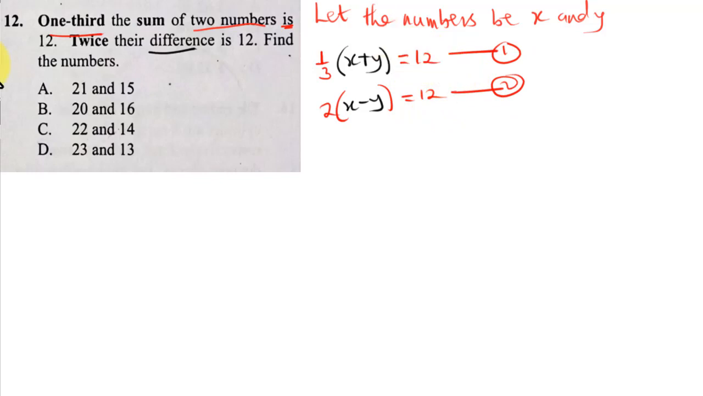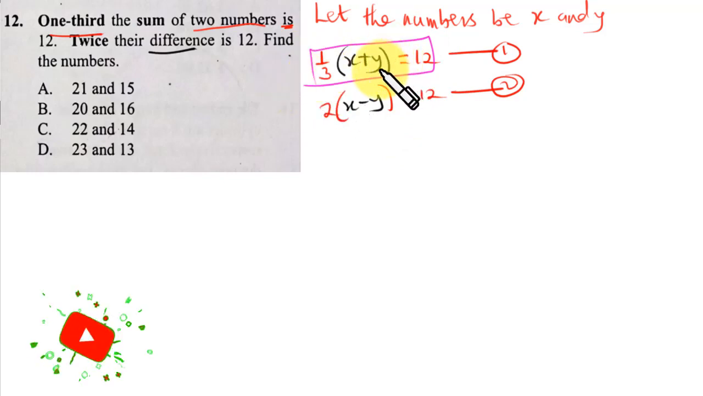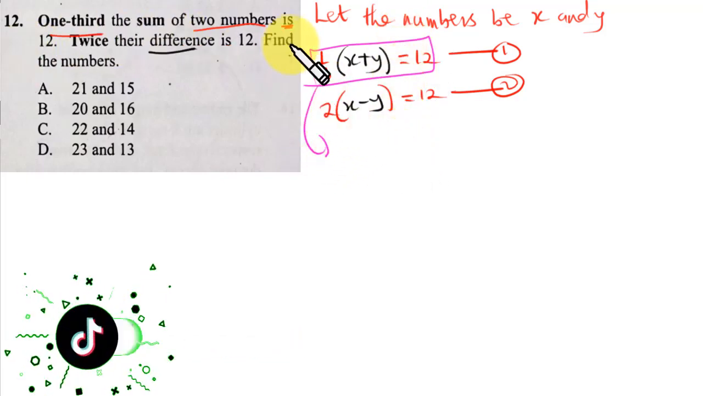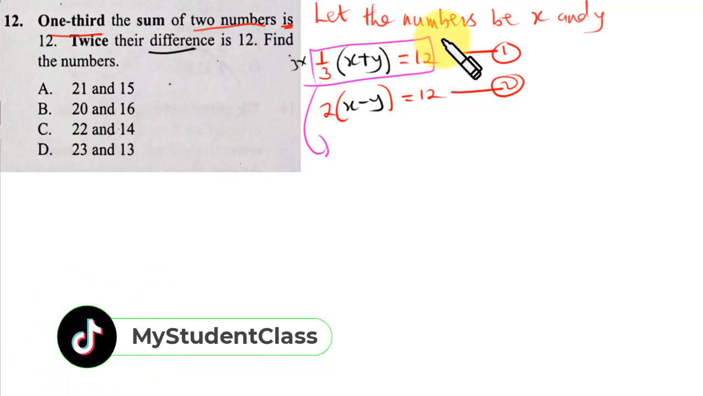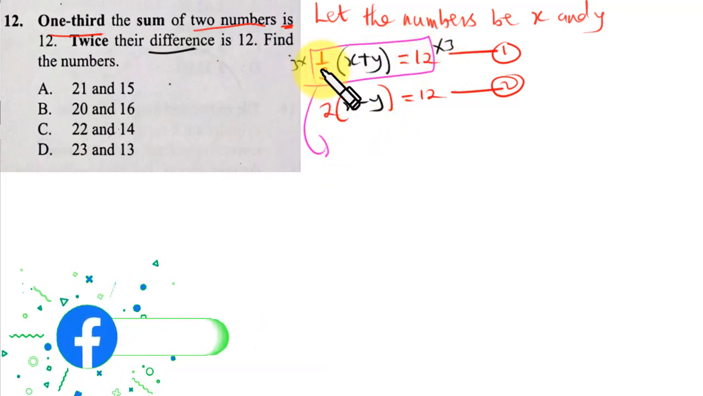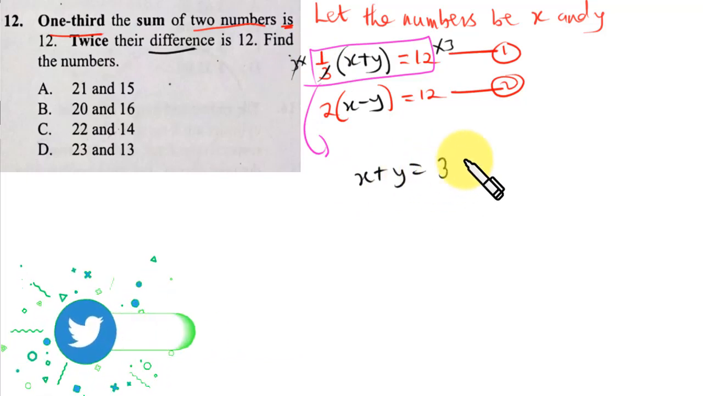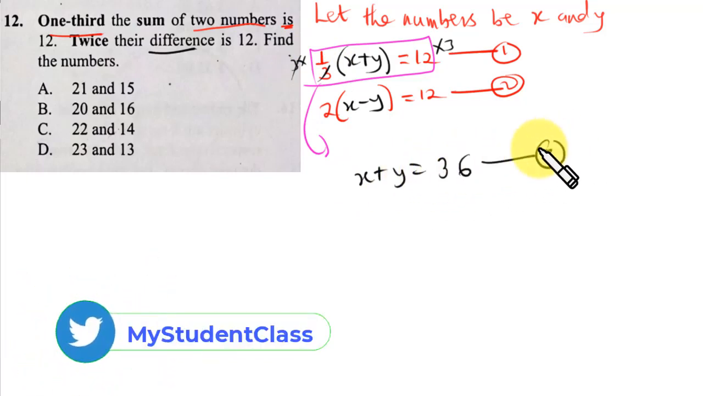So let me do some simplification here. So first, I will take this and I will get rid of this. I will multiply through by the LCM, or I will do cross multiplication. And from here, I will multiply this by 3 and this 12 by 3. So 3 will cancel 3 and I'll have x plus y equals 36. So let me call this equation 3.